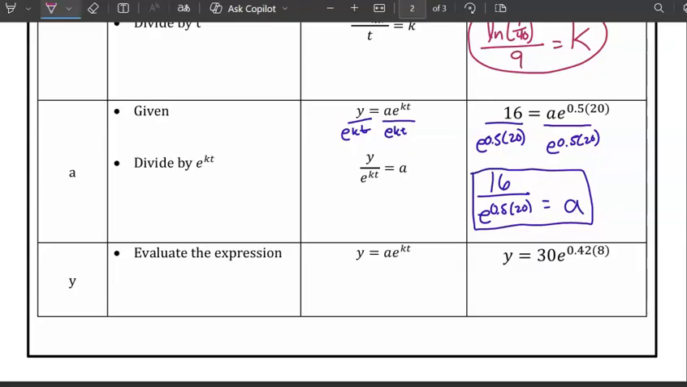On the last one, we're evaluating for the y value. In this case, there's no solving at all. You would just write out the expression and plug it into the calculator if you want to approximate it.